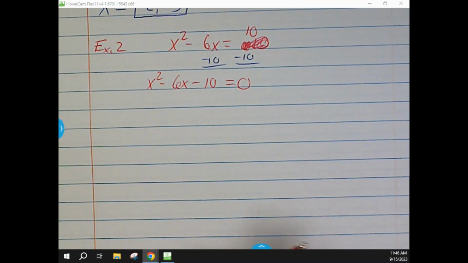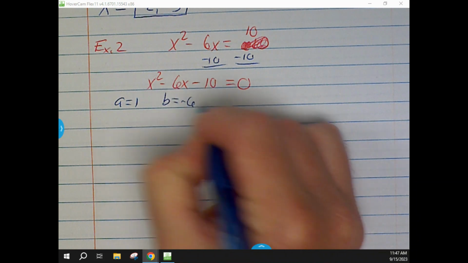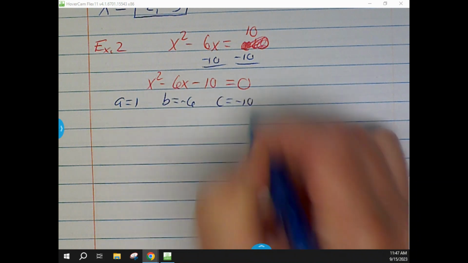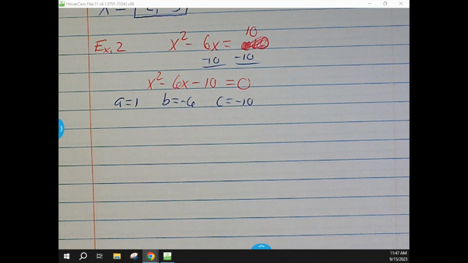All right, and then once we're there, you can figure out what your A and your B and your C values are. So A is 1, our B is negative 6, and our C is negative 10. So just like when we were trying to find the factors of C that equal the B term, the signs are really important, because if you don't put the signs in there, you will not get the correct answer. So that's the one little thing we've got to do.